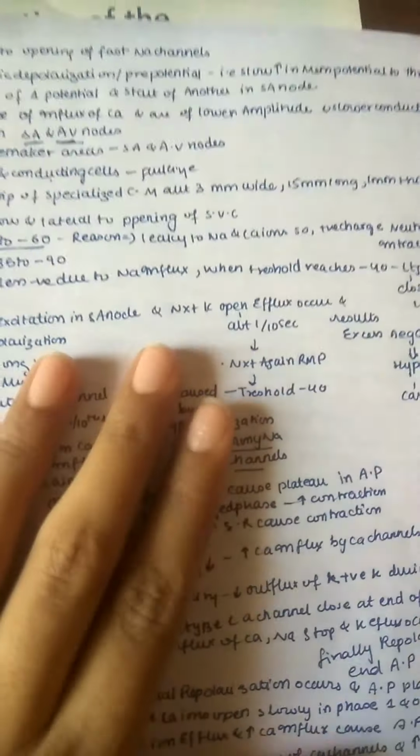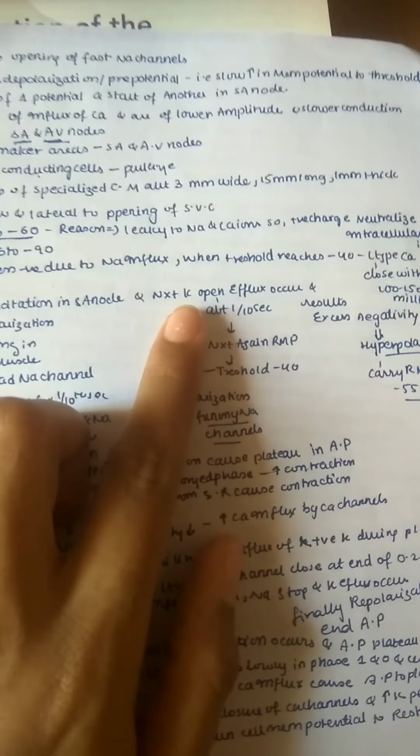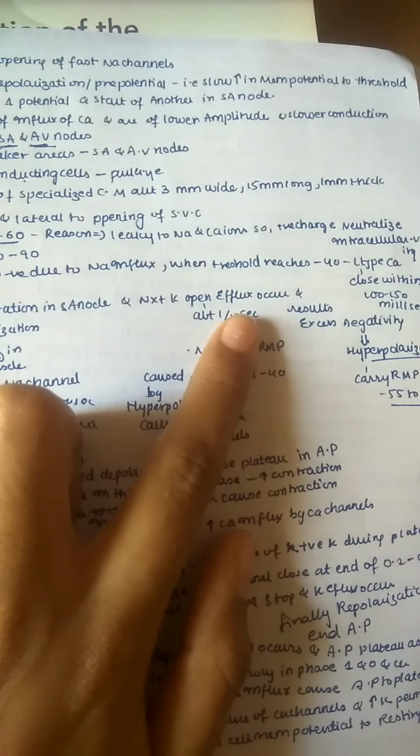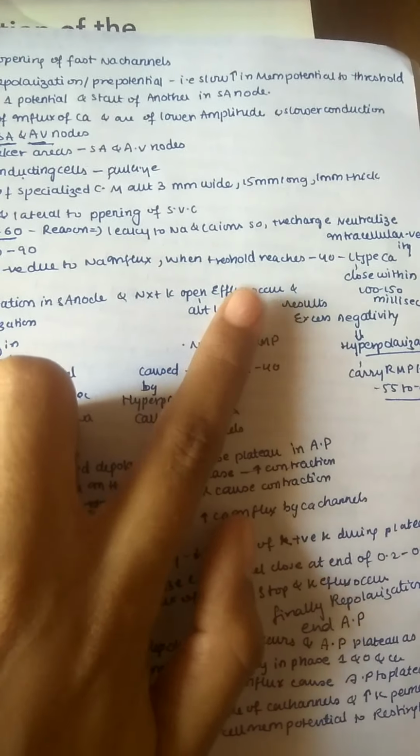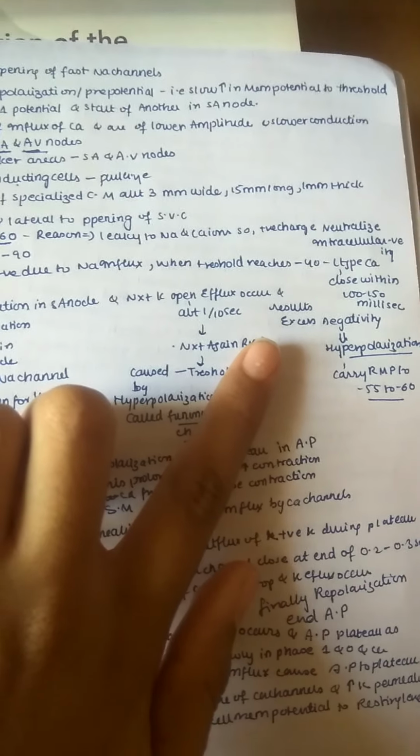The next process takes place as usual, like our skeletal muscle. Next the potassium channels open and efflux occurs. The potassium channels open for about 1/10 second, efflux occurs, and this results in excess negativity.